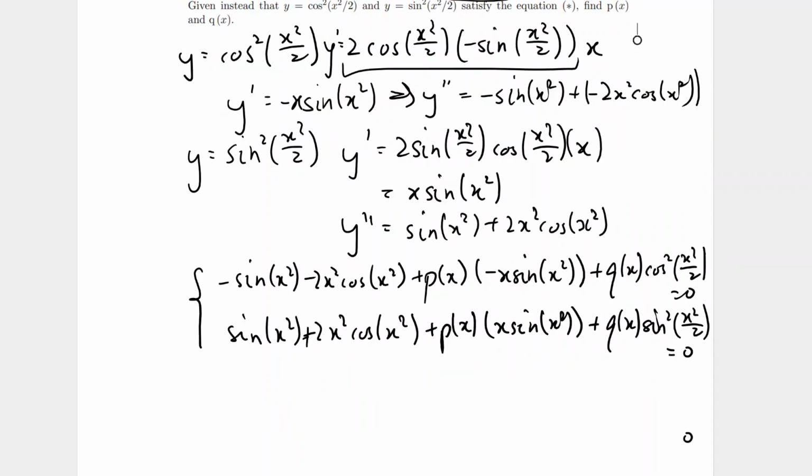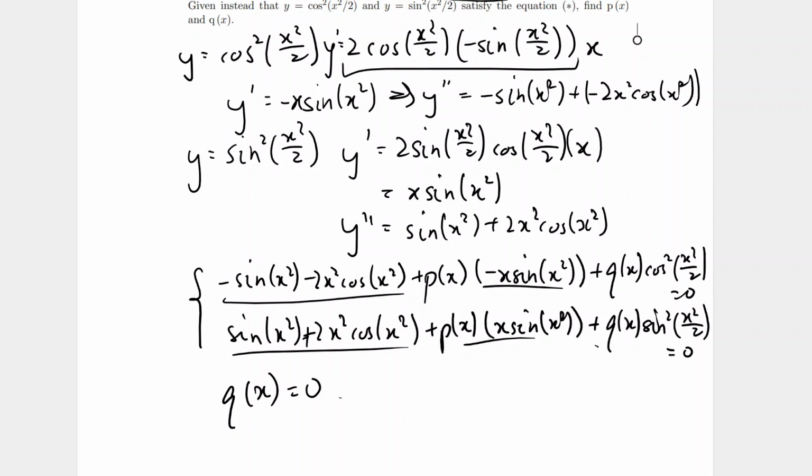Well, we know that these are negations of each other, right? So why not add the equations to make life easier? Add the equations, and we have q of x equals 0. That's one of the most pleasant things you can ever get, right? Cosine squared plus sine squared is 0. No, it's 1, so q of x equals 0. Thank God, right? q of x equals 0.